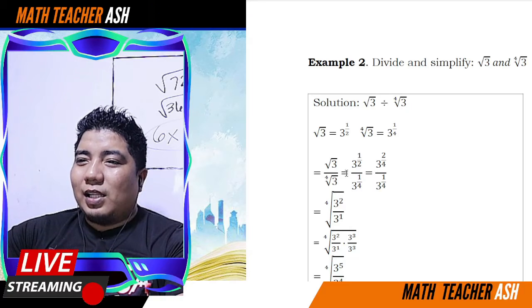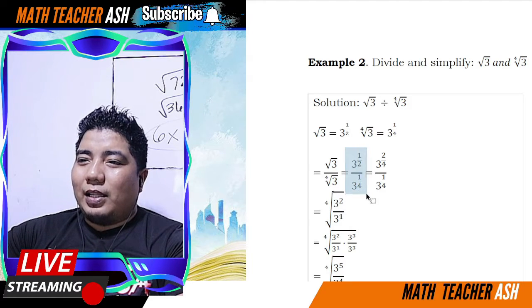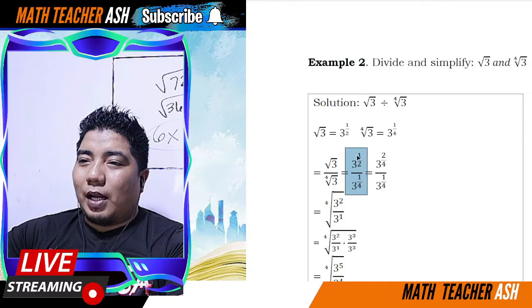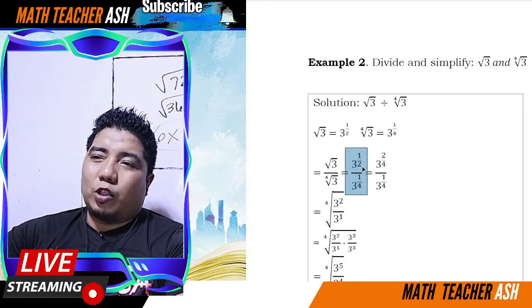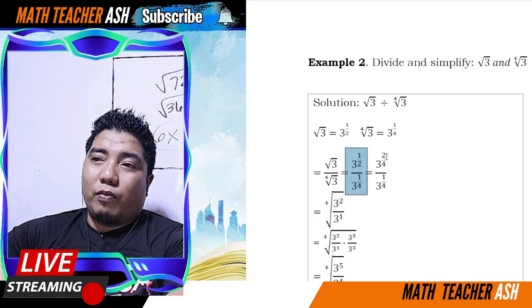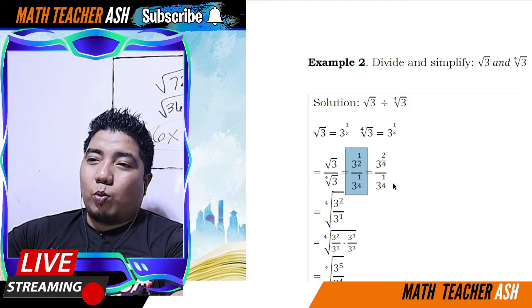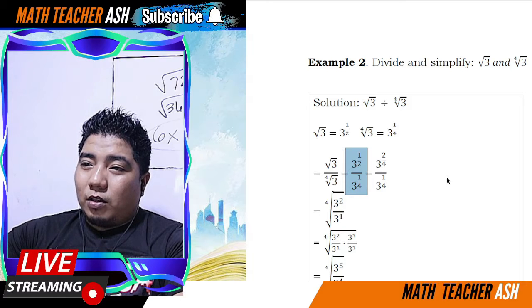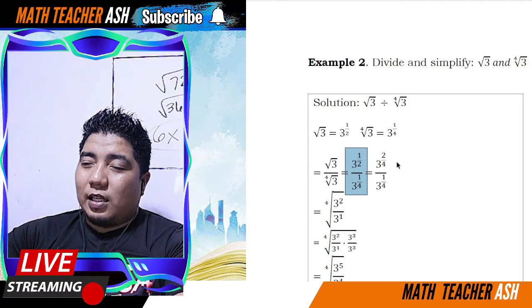Okay. So, since here, you can apply the division rule. Okay? So, you copy the base and you subtract 1/2 minus 1/4. So, they are dissimilar fractions, so you need to make them as similar fractions. 2/4 minus 1/4, that is 1/4.